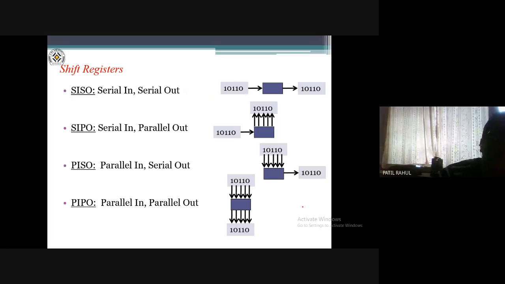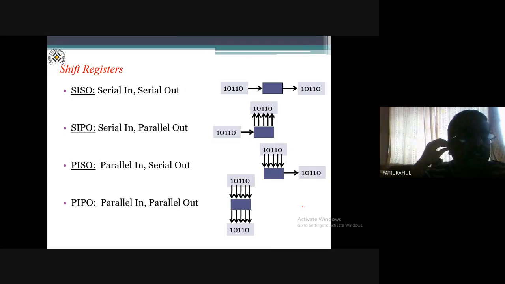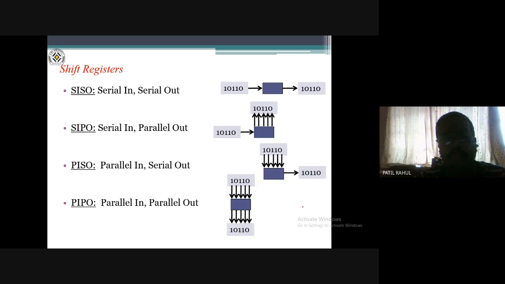Okay. The next type of register is the shift register. We already saw the first type, which is the buffer register, and the second type is the shift register. There are 4 types of shift register. First is SISO, which means serial in, serial out. Second, SIPO, which is serial in, parallel out. Third is PISO, which is parallel in, serial out. And last is PIPO, which is parallel in, parallel out. So these are the subtypes of the shift register.